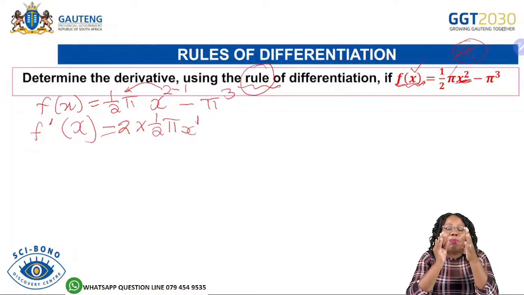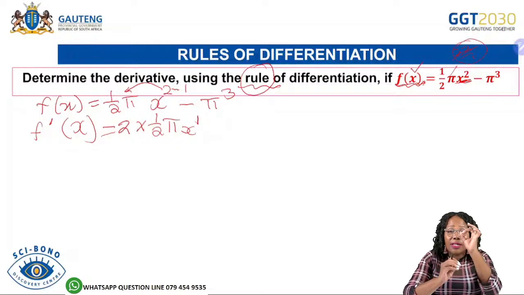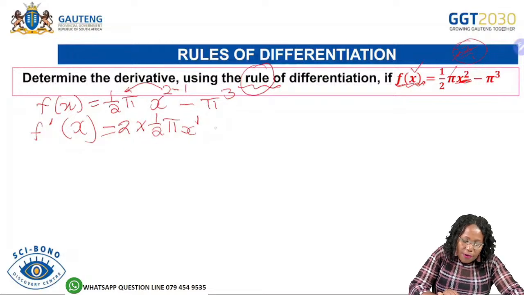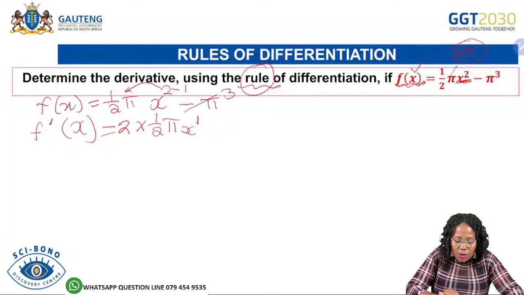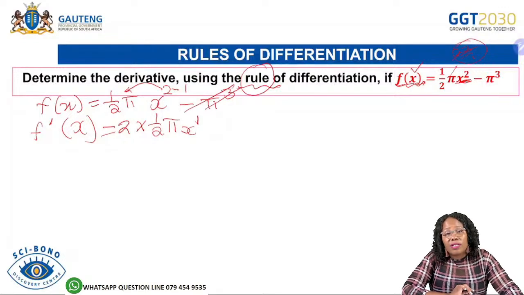And then if we look at pi cubed, it is 22 over 7 cubed. That is a constant value. Remember, the derivative of a constant is 0, grade 12. Therefore, it will be minus 0. Constant derivative is 0.